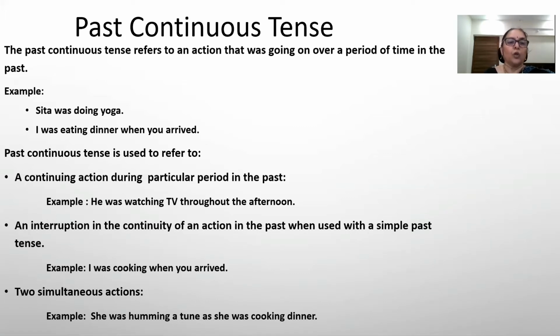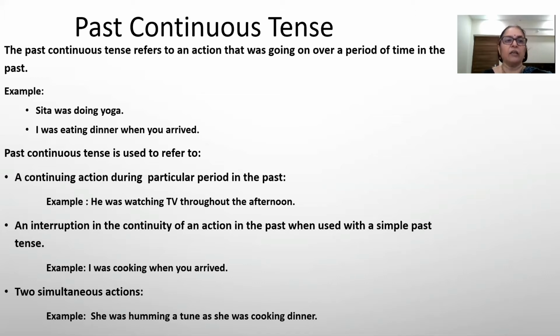Okay, now two simultaneous actions, like she was humming a tune as she was cooking dinner. Two past continuous tenses, that were happening together. Okay, two actions are going on simultaneously. At that time, we can use past continuous tense.